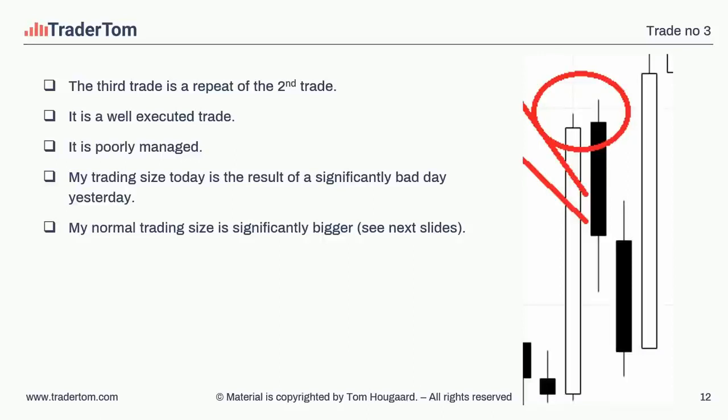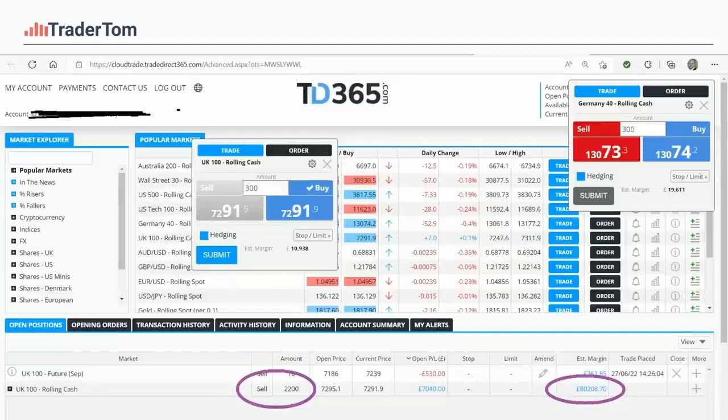And as I just explained, my trading size today is the result of a significantly bad day yesterday. Normally, my trading size is much bigger. I think for my ego's well-being, I want to show you that normally my trading size is much bigger. Here I have a short position in the FTSE, and every point is worth £2,200. And again, obviously this is not a demo account.